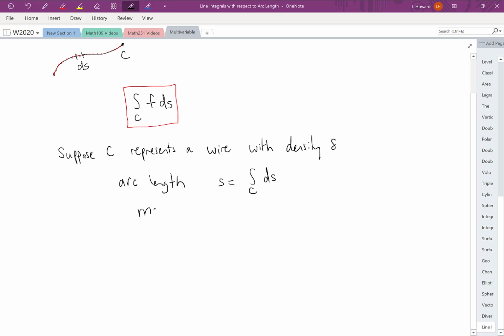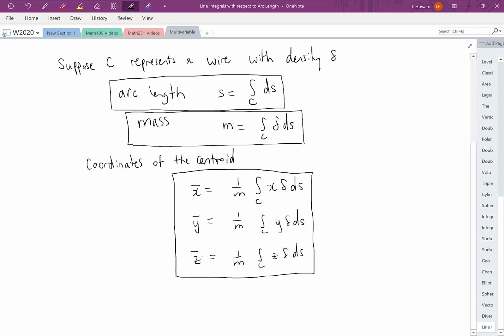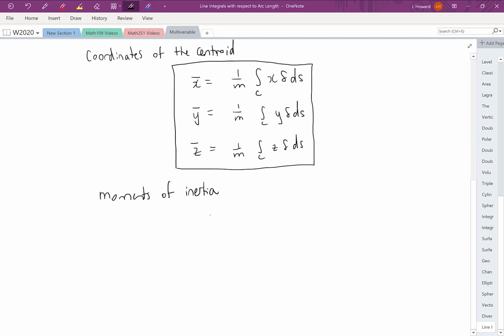If we wanted the mass of our curve, let's call that m, then we would integrate along the curve. What we'd integrate is the density function. We can look at the coordinates of the centroid of this wire. X bar would be 1 over the mass times the integral along our curve of x delta ds, and similarly we could get y bar and z bar. So for z bar, for example, we take 1 over our mass times the integral along our curve of z delta ds. We can also talk about the moments of inertia with respect to the 3 axes.